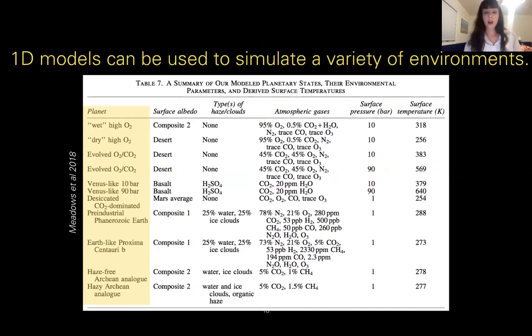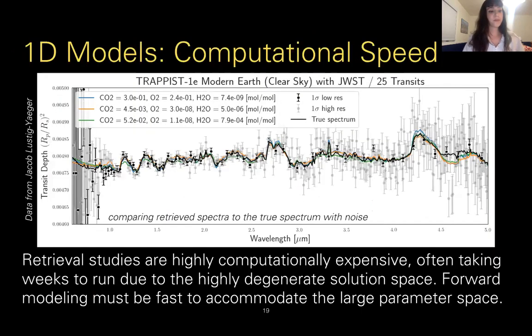1D models are also quite versatile. So a good 1D model can model a variety of environments. For example, Meadows et al. 2018 used a 1D climate photochemistry model to simulate highly reducing and highly oxidizing environments on Proxima Centauri b with a variety of compositions and surface conditions and aerosol types.